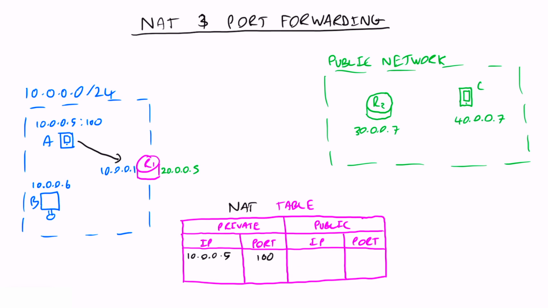Then we will add this to the NAT table. And because we are sending it through the router, which has a public IP address of 20.0.0.5, NAT will assign a new port number. This could be port 1000 as an example. So now you have an entry in your NAT table, and this has basically created a mapping. From A to R1, it's 10.0.0.5 with port 100, and then to go backwards, we have to send it to 20.0.0.5 with port 1000. So that is basically the mapping that's created.